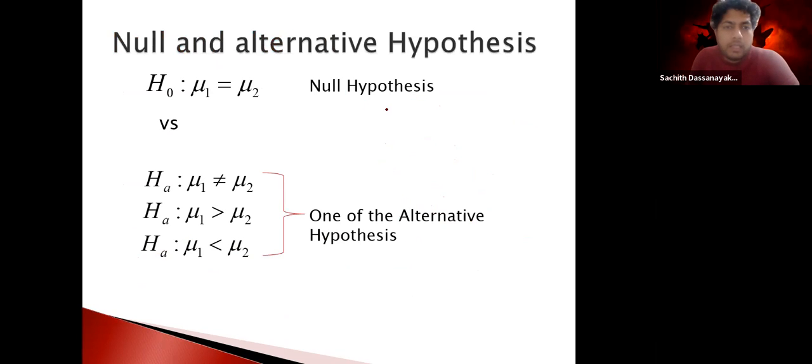Null and alternative hypothesis. Always the null hypothesis is mu1 equals mu2. The alternative hypothesis can be a two tail test, right tail test, or left tail test. Clear?